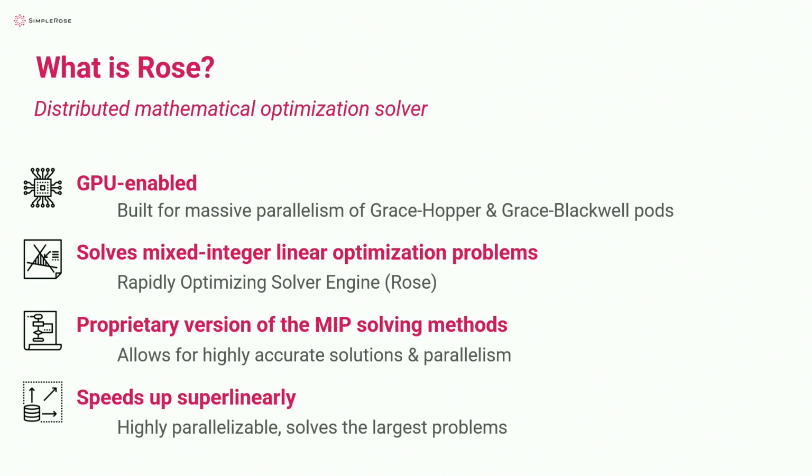So Rose is our underlying solver. It is a distributed solver. It is the first GPU-enabled MIP solver, and as Mark had mentioned multiple times before, we've seen superlinear speed up. What do I mean by that? If you add a few more machines, you'll see a speed up greater than the amount of machines you've added. And that is tied to how we're actually addressing the tree. It allows us to learn more about it early on and make better decisions.